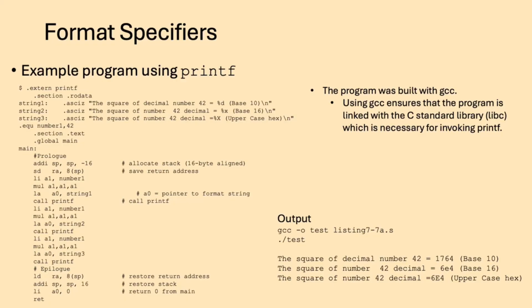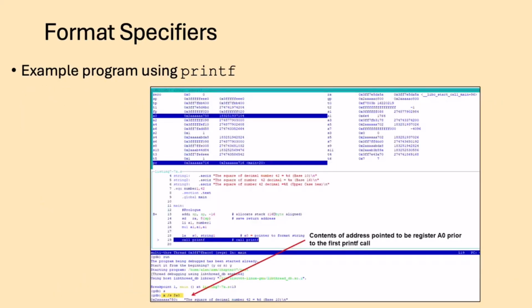We can see that using printf or scanf is much simpler than printing with pure assembly. Note that the program is compiled with GCC, which incorporates the C standard library, and this includes printf, as well as many other functions. Building with the -g debugger option, we can just run with GDB. The GDB screen shows the content string pointed to by register A0.